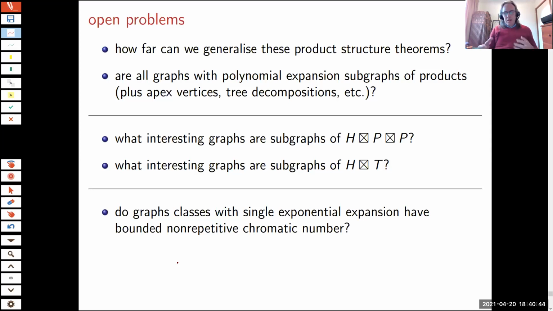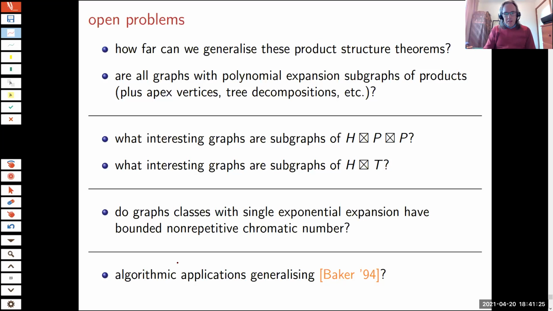And it's also good to think about application areas. There's a nice interplay between theory building and problem solving here. So if we go back to an application area like non-repetitive coloring, you can ask the question, do graph classes with single exponential expansion have bounded non-repetitive chromatic number? To answer that question, you then need to build some theory and get a structural description of these classes and then answer it. So there's a very useful interplay between answering problems and then building theory to solve the problems.